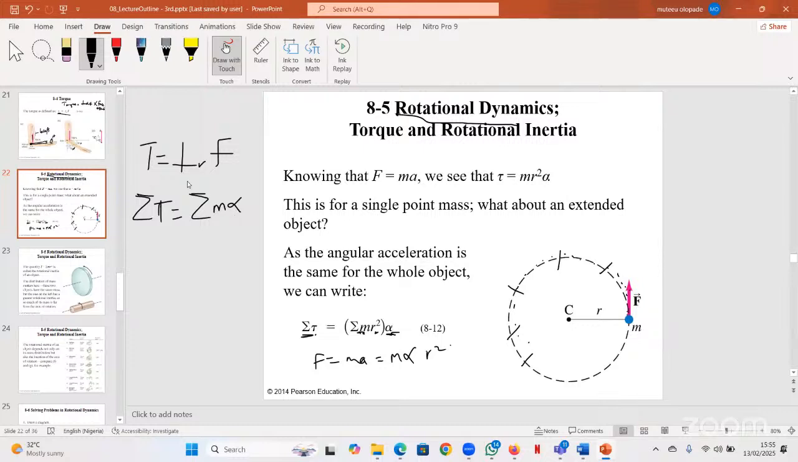Then you have this distance. And that will be what? R square. The distance will be R square. And that is what we have just done here: multiplying force by perpendicular distance. And that's what we have here.